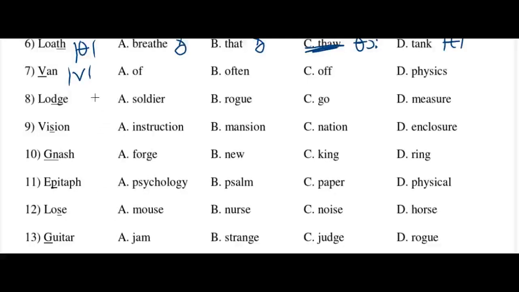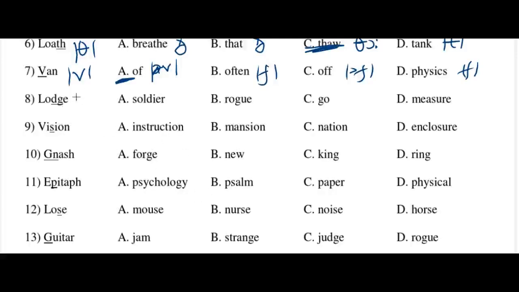That's a voiced sound, van, v. So we need to locate v from A to D. This is OF, that's pronounced as of in British English. Alright? And this is often, f. This is off, f. This is physics, f. So the only one that contains v is option A, of.